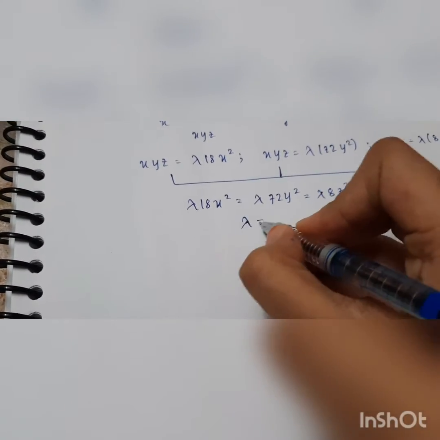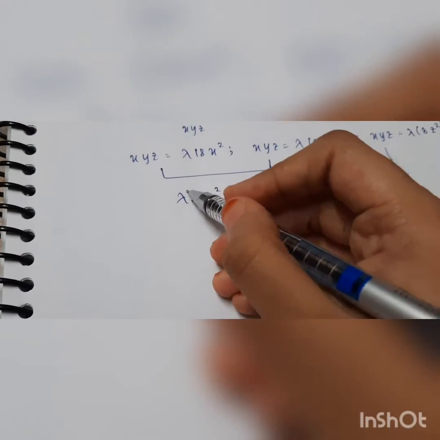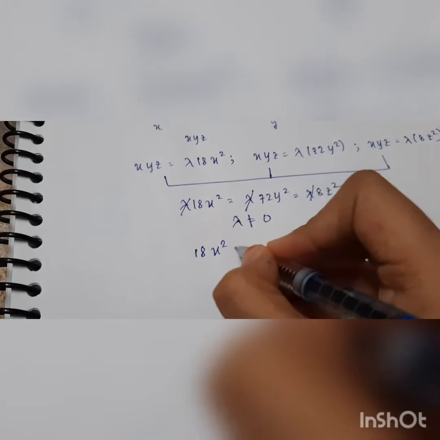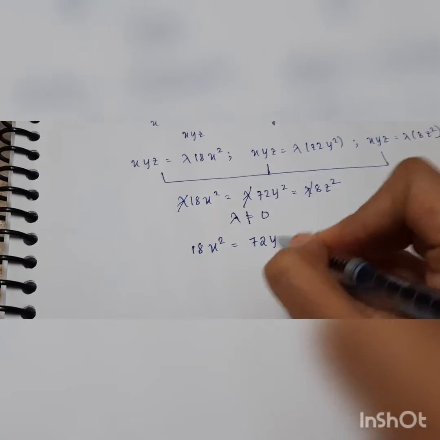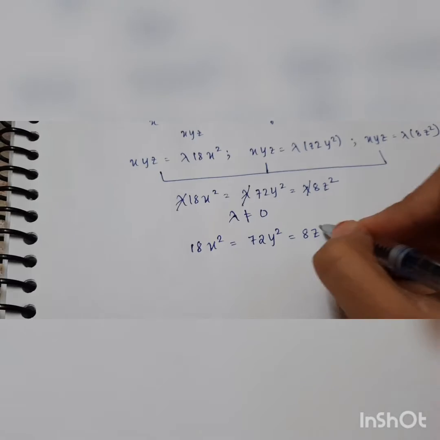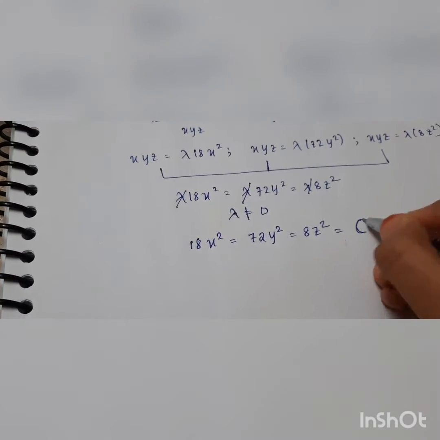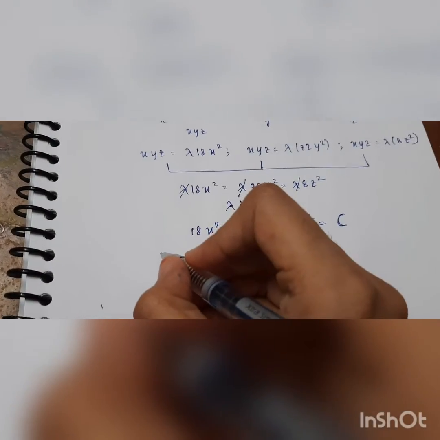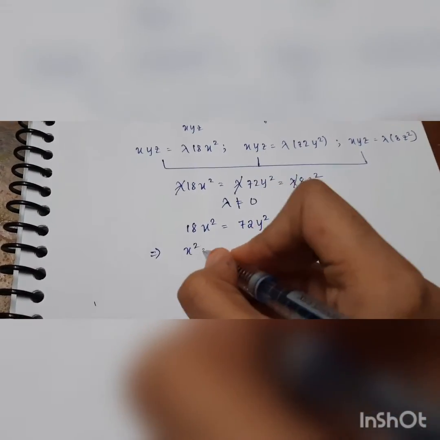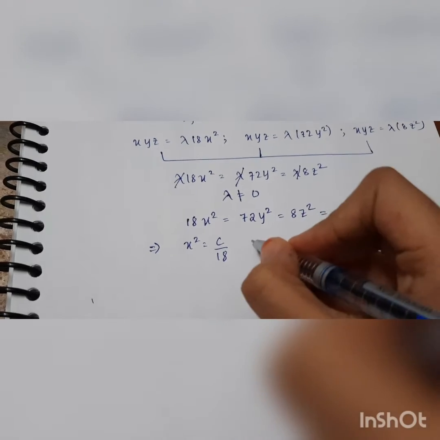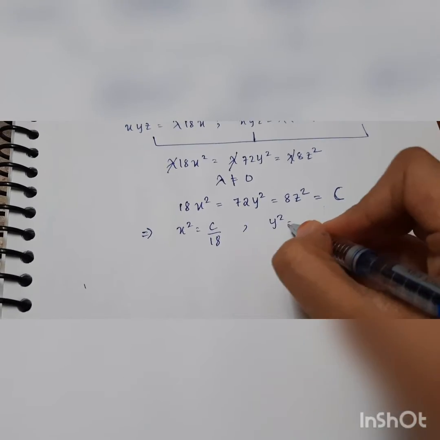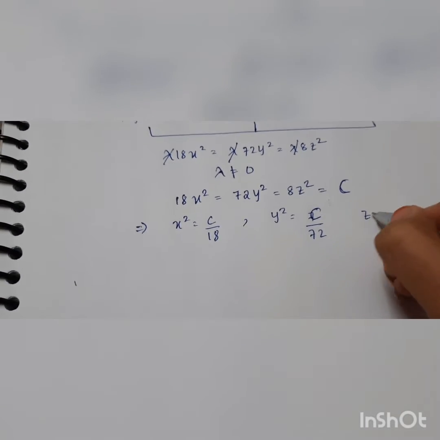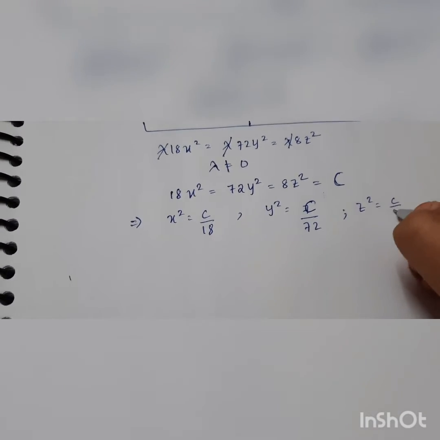As we know that lambda is not equal to 0, we can cancel lambda from here and we get 18x² is equal to 72y² is equal to 8z². Let us take some constant c. All of these are equal to some constant c. So that implies x² is equal to c by 18, y² is equal to c by 72, and z² will come out to be c by 8.